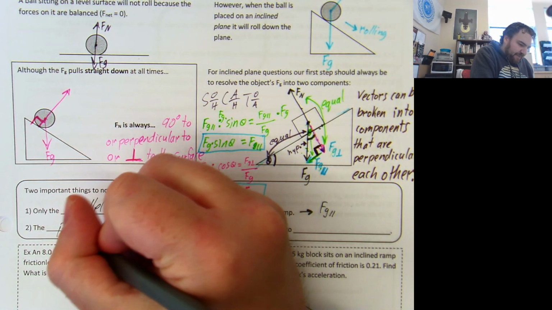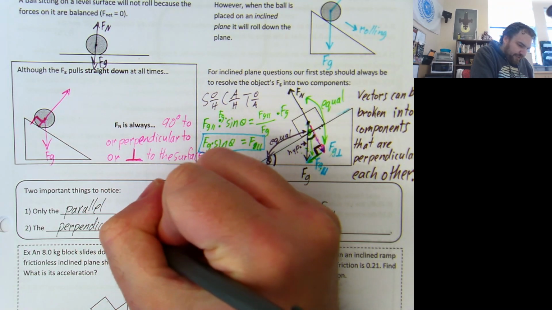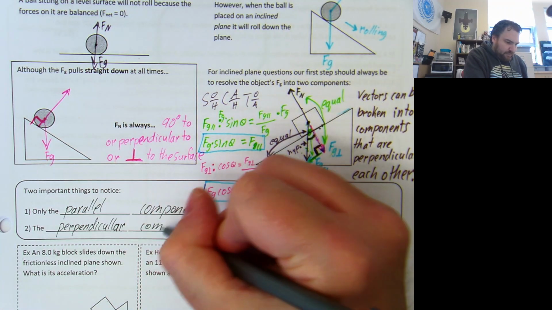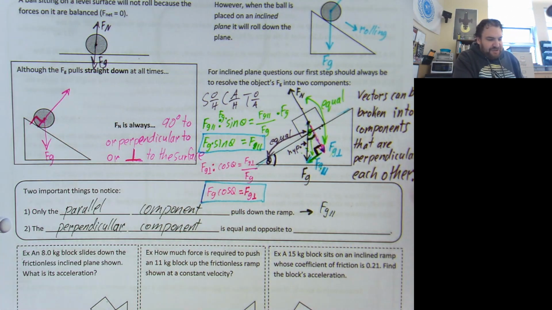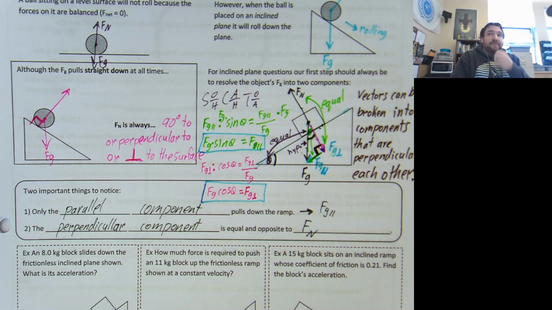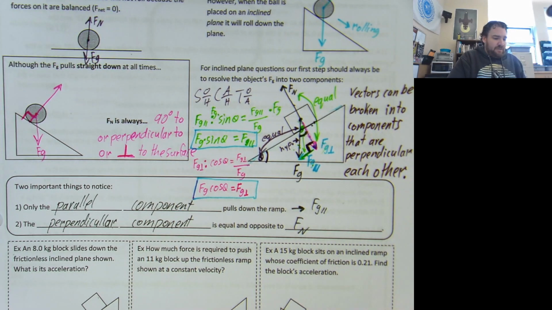And the perpendicular component, the only reason it exists is because it's equal to and opposite Fn. And so we can start to use some of these relationships here to solve. I'll go through 3 examples for you, and then you'll be free to practice.